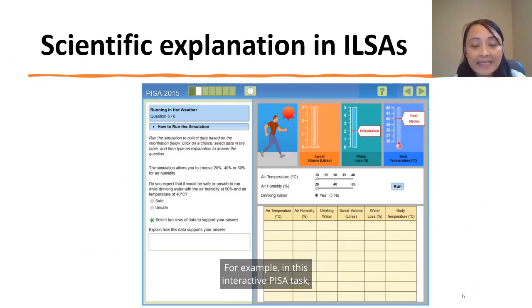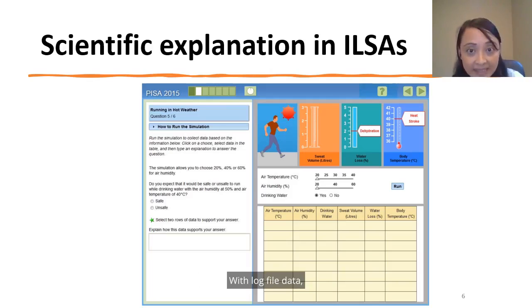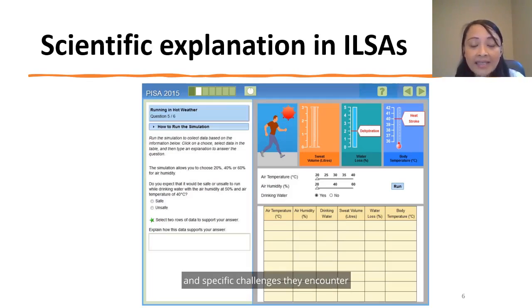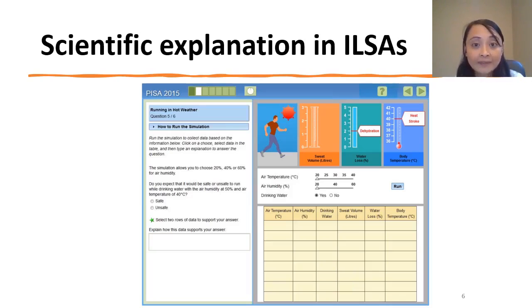For example, in this interactive PISA task, students have the opportunity to generate their own evidence using simulated investigation. With log file data, we would be able to identify how students approach scientific explanation tasks and specific challenges they encounter in constructing claim, evidence, and reasoning components.